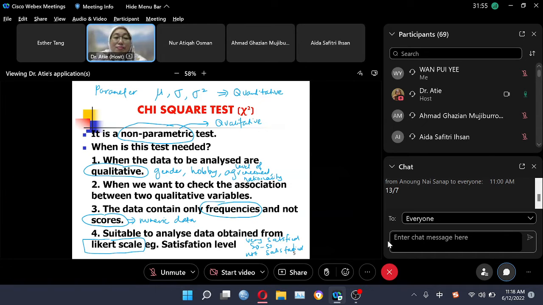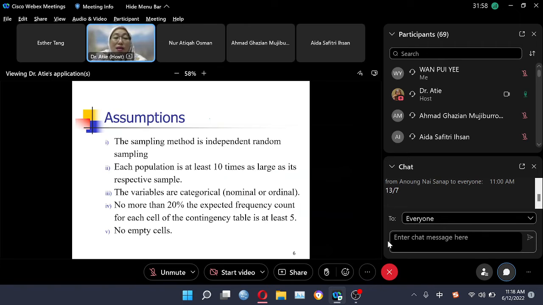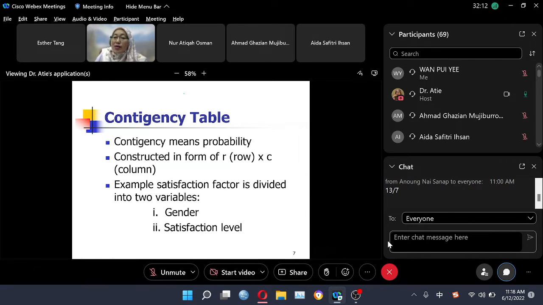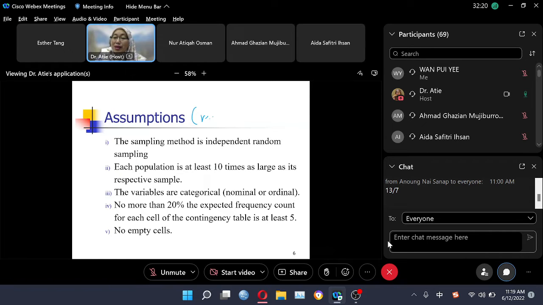Okay, so the next one. Before we can do our chi-square test, it is very important for us to fulfill the assumptions. When I say assumptions, it's the rule or requirement that we need to fulfill before we can do the chi-square test. So the first one: the sampling method is independent random sampling. What does it mean? When you choose your sample, it should be random. It cannot be biased. You cannot select only your friends, the ones that you know, the ones that you love. It should be a random sample.